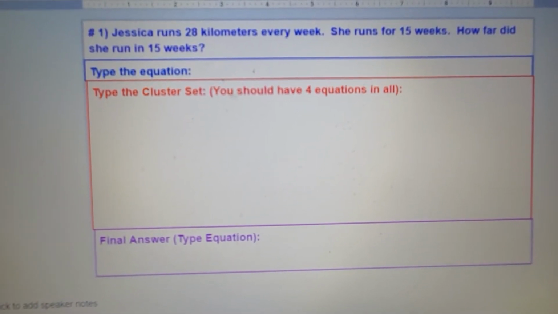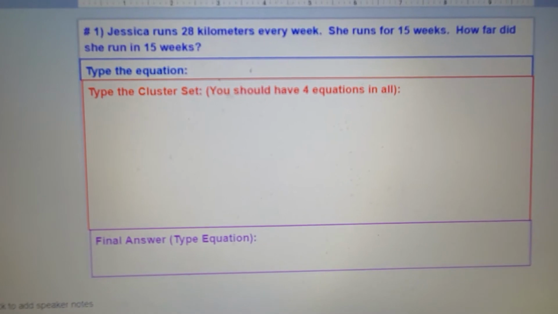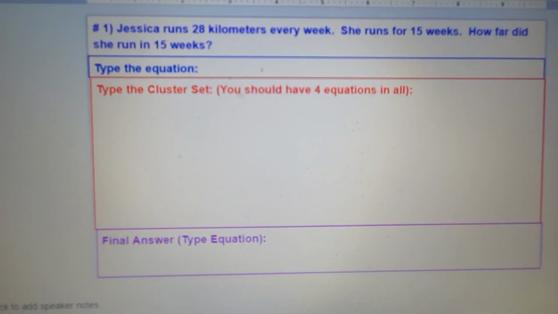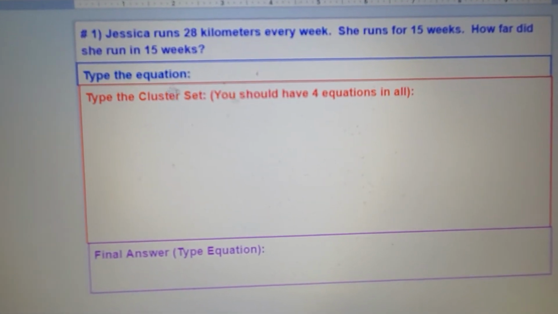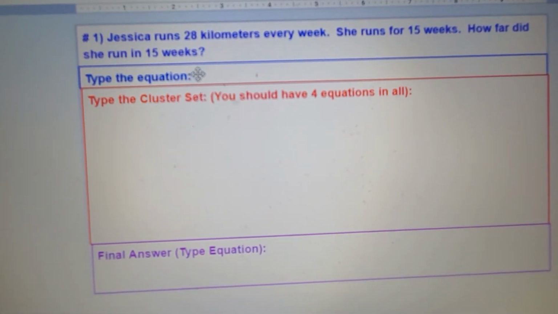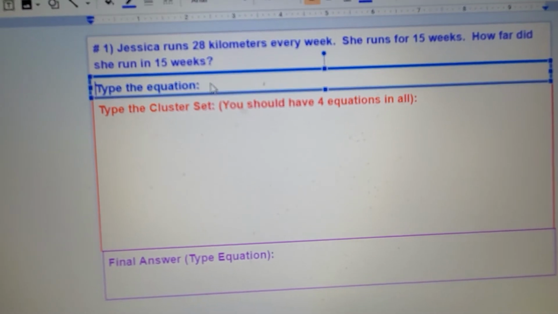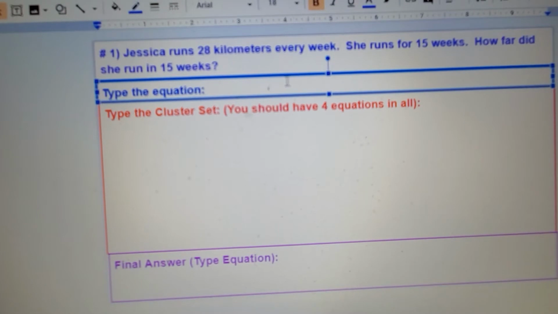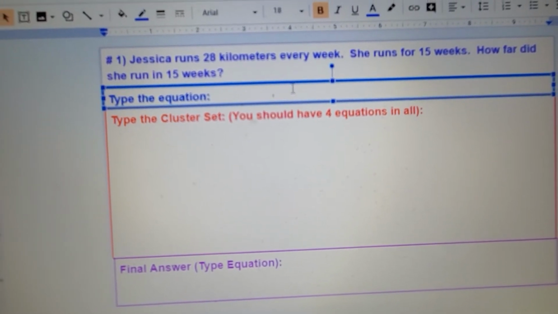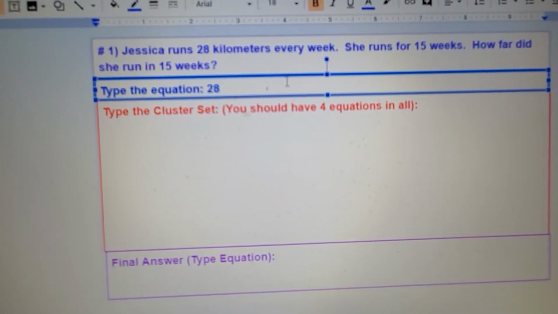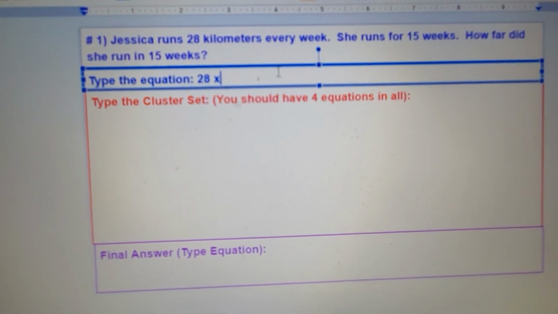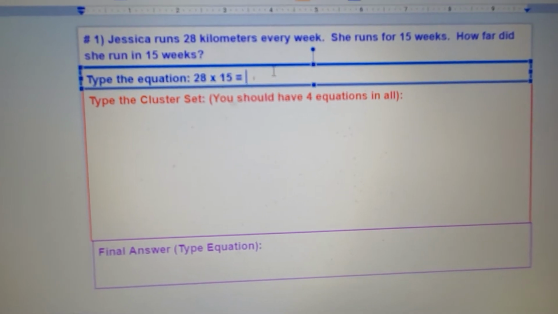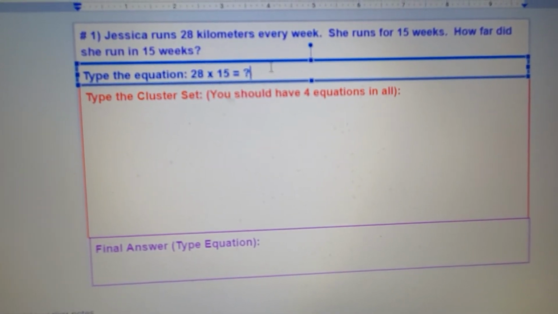So Jessica runs 28 kilometers every week, and then she runs for 15 weeks. How far does she run in 15 weeks? So to type the equation, I want to click on the blue box here. And when you see the 4 arrows, I just double click. And you'll see the little cursor here. Just move it right in front of the words there. So I know this is 28 times 15 equals something. So I put a little question mark there.